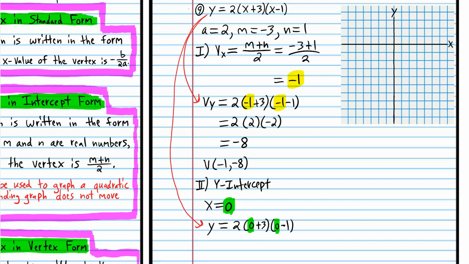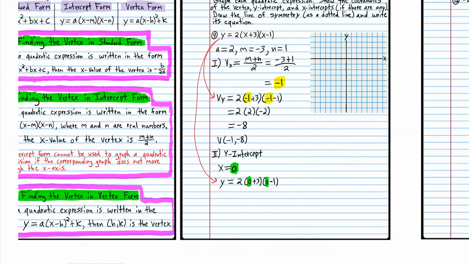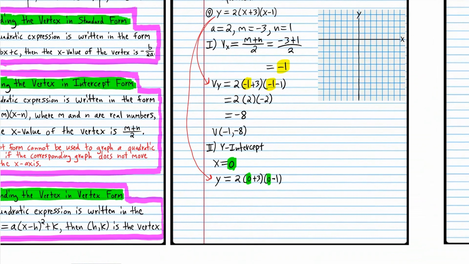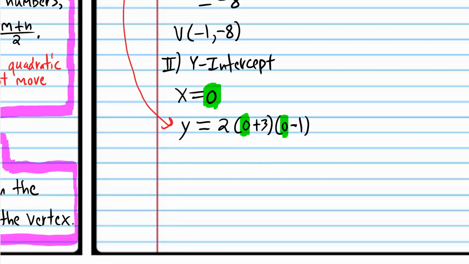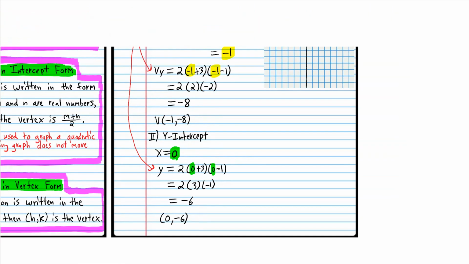That's where I got that 0. So now we have -6, it looks like, because we have 2 times 3 times -1, which is -6. So the point is 0, -6. That's the y-intercept.